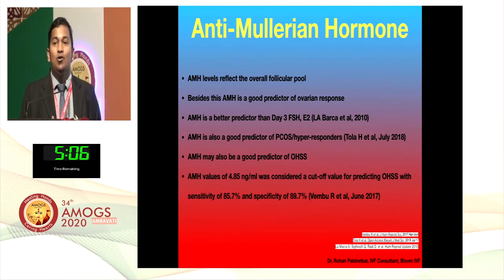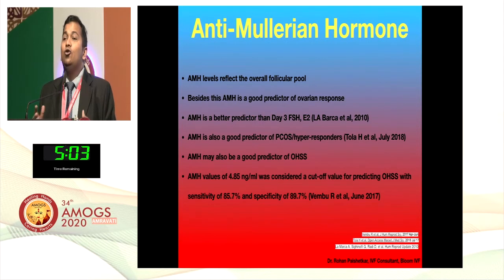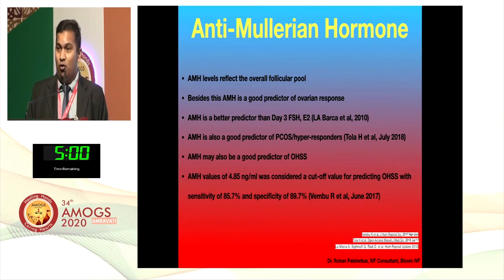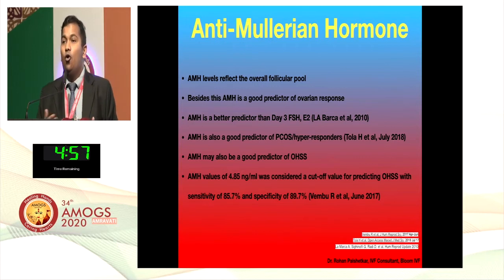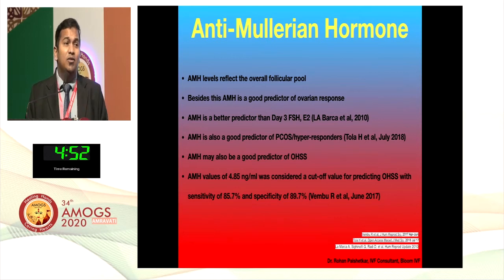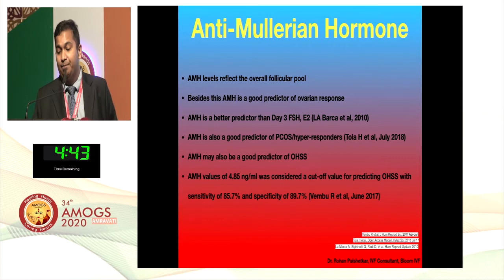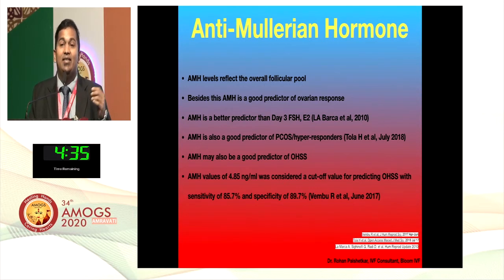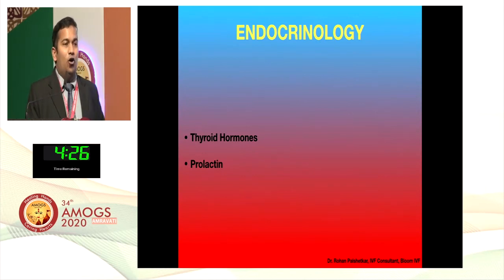In fact, when you're stimulating the patients and you see a high AMH level, you'll be more careful about making sure that the gonadotropin dose you're using is less, or even with the oral ovulation induction drug you're using, you may consider using a lesser dosage. Because we've seen that sometimes even with a dose of 50 mg of clomiphene citrate, patients can blow up and give you hyperstimulated ovaries. It's been seen that an AMH value of more than 4.85 was considered a cutoff value for predicting OHSS with a sensitivity of 85.7% and a specificity of 89.7%.